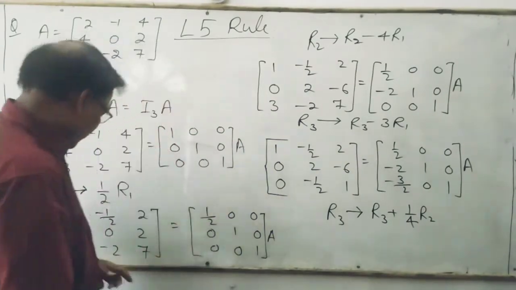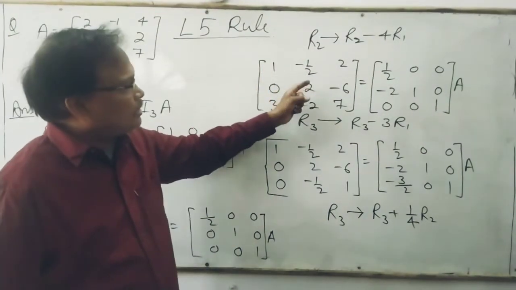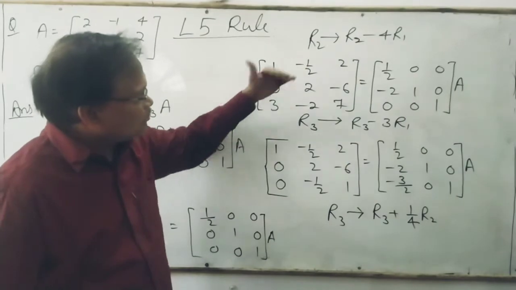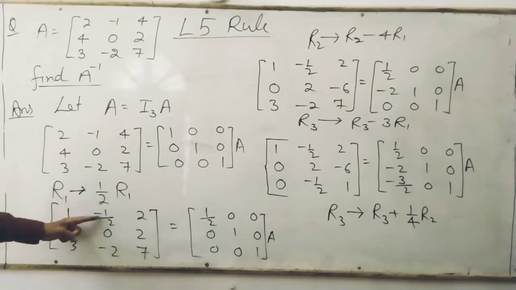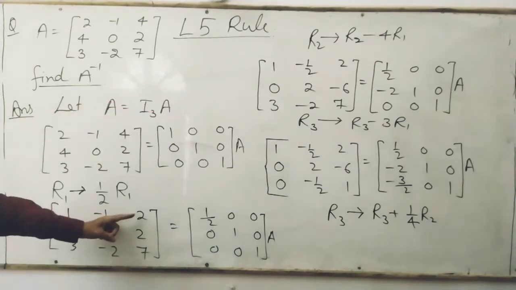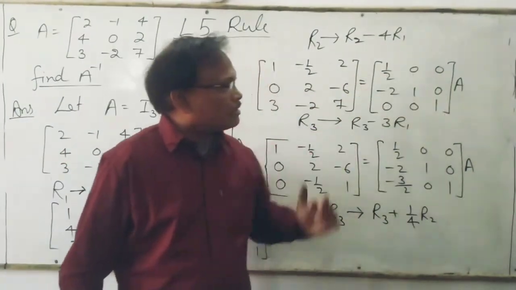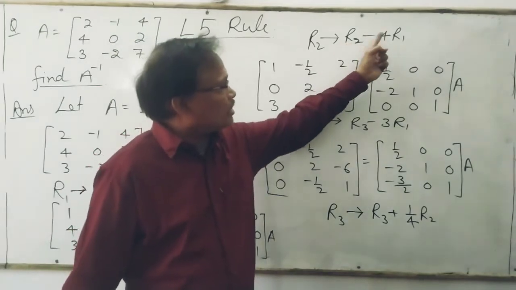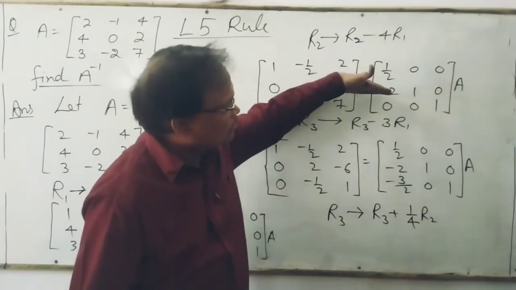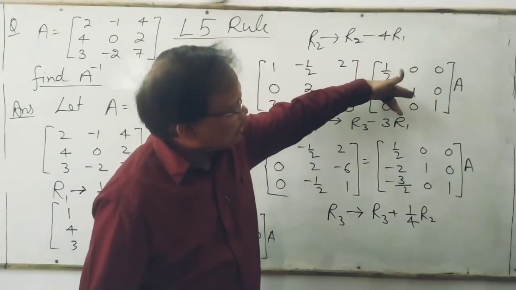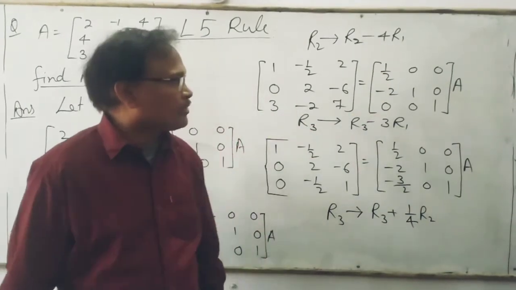So in this case 4 minus 4 is 0, and then the other one also: 0 minus 4 into R1, so you will get 2, then 2 minus 4 times R1, you will get minus 6. Similarly, on the right hand side you also do R2 minus 4R1. In this case you will get -2, 1 and 0 as the R2. R1 and R3 will be the same.